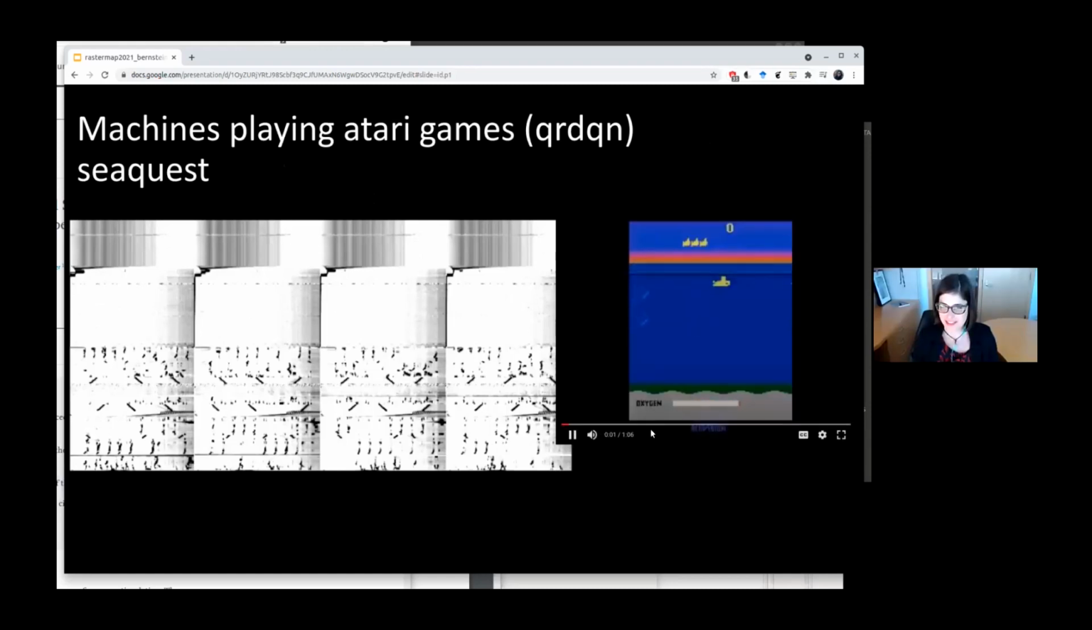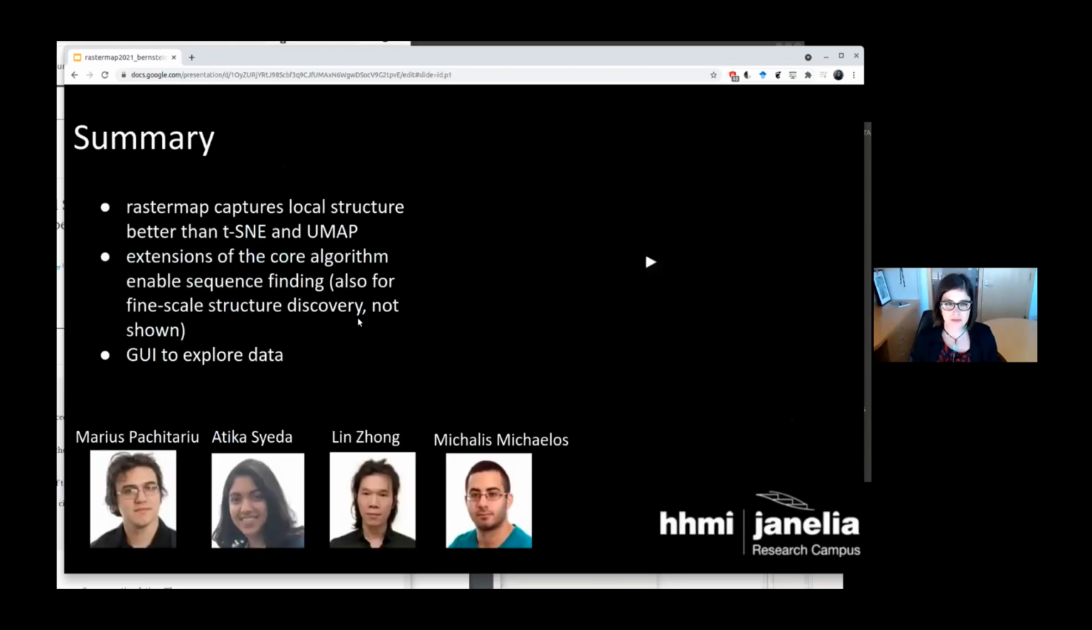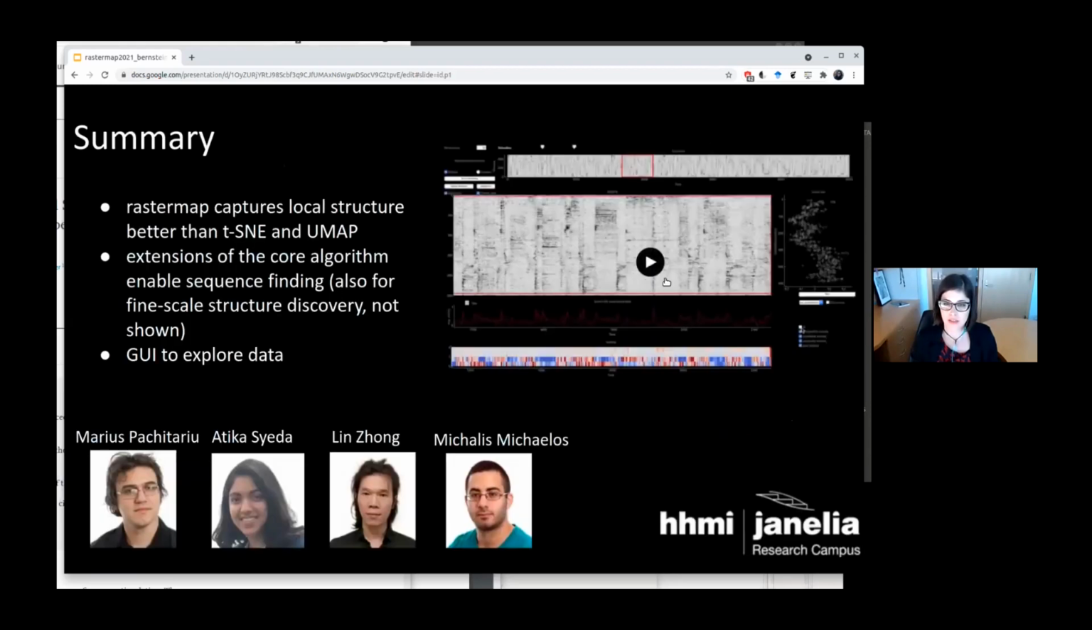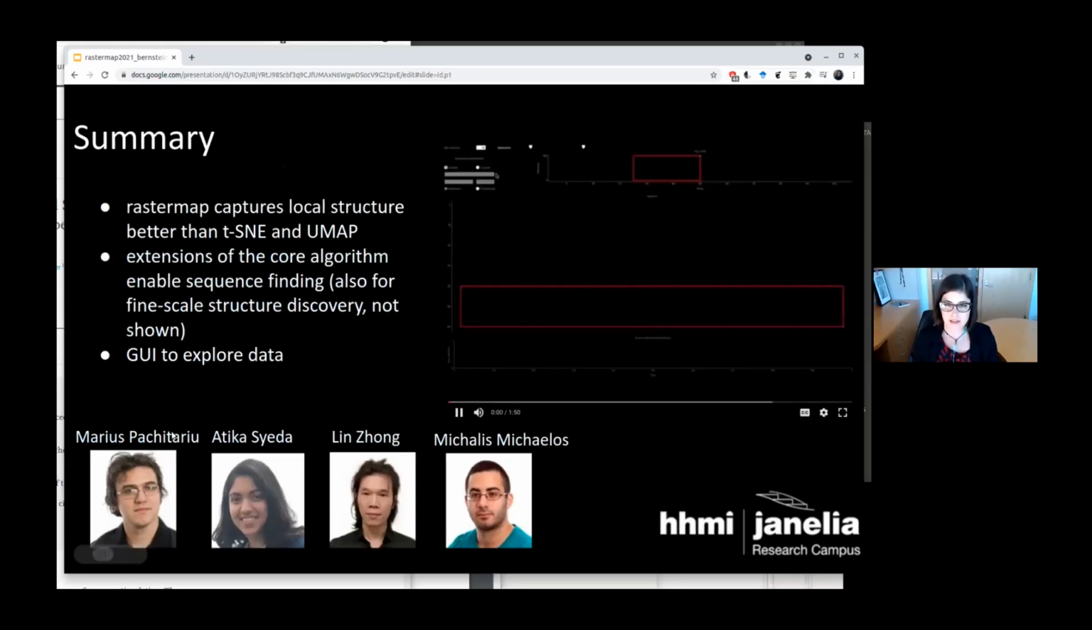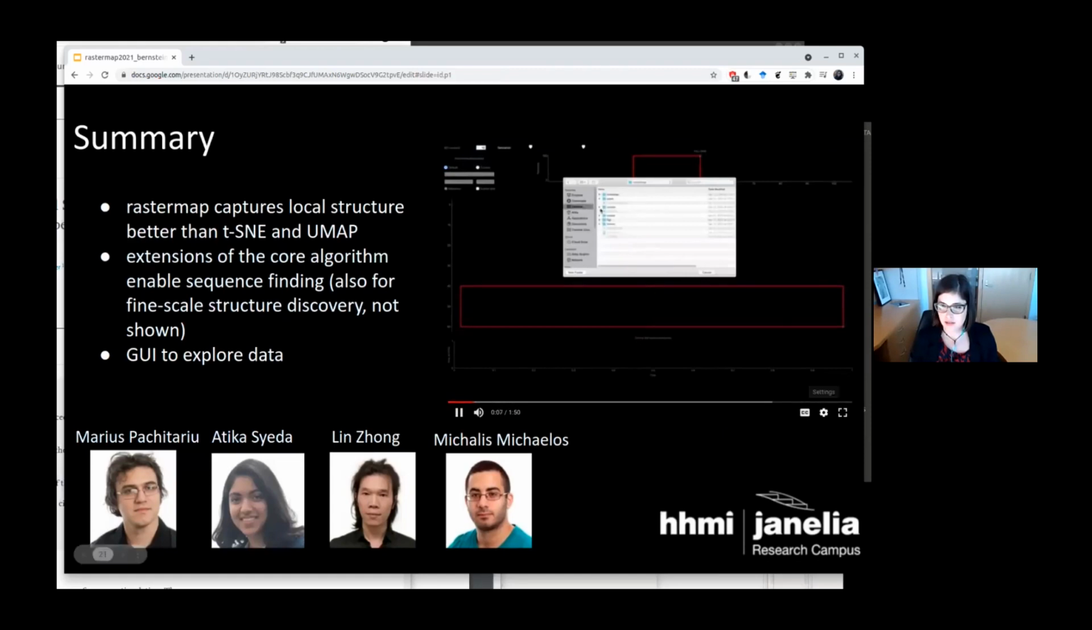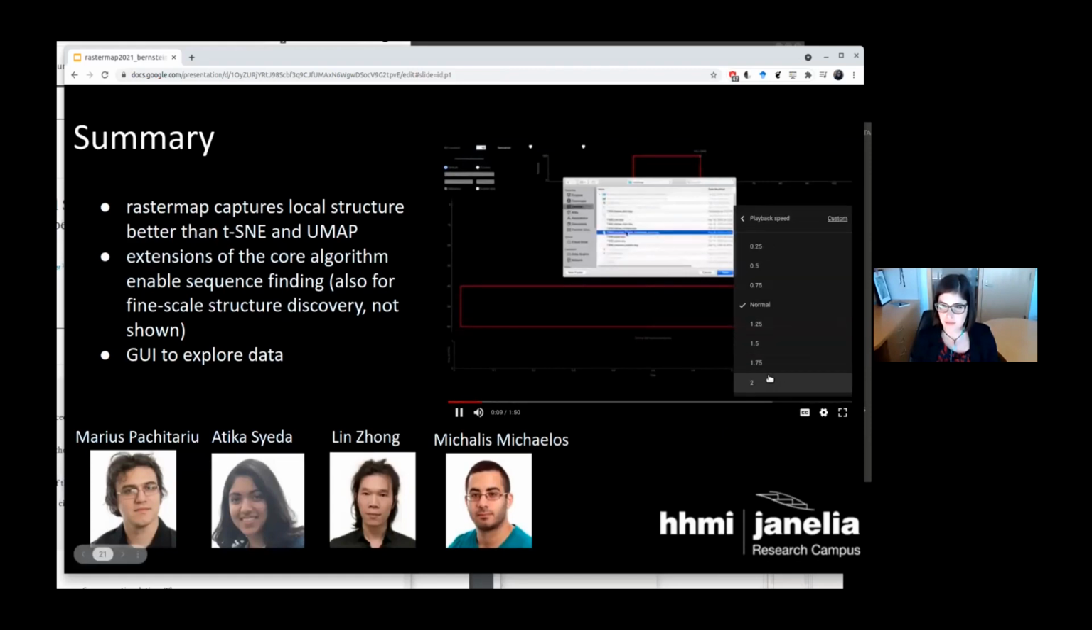There are more sequences in this game, Seaquest. But it's just another artificial neural network that you can look at. And finally, we have a GUI as well that you can use. All of this code is on GitHub in the dev branch of Rastermap. And Atticus developed a new GUI for Rastermap, which makes it easy to look at these different patterns. Maybe just make it play faster while I'm here.